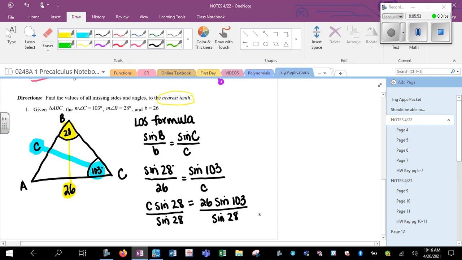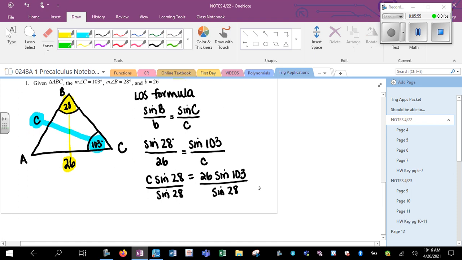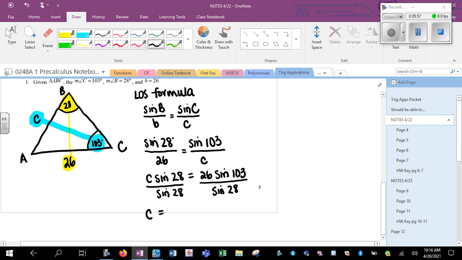Once you have your proportion simplified, you can go ahead and go to your calculator. So in our calculator, we're going to type in this entire proportion in one shot. That way we have no rounding errors to solve for side C.